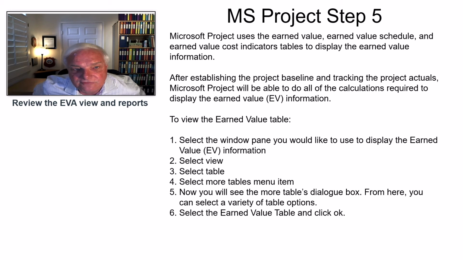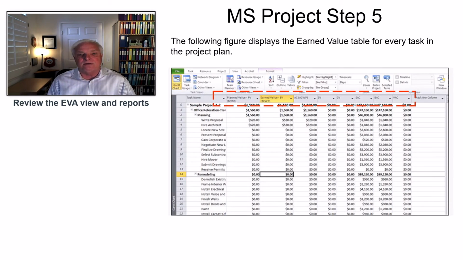You can get this information in multiple ways, but to create the earned value table, you select the window pane you would like to use to display the earned value information. Select view, select table, select more tables, because it'll pull up the side and it'll say more tables. This is hidden inside the more tables. You go into more tables and you're going to see all of the earned value table information that you need. So you can pick the one you want, you click OK, and that gives you the opportunity to pull that up. So here's what that would look like.